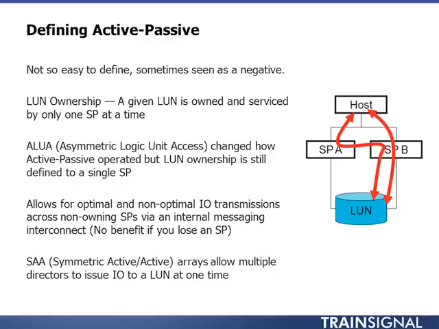Now, LUN ownership in itself, when you go out and you create a LUN, and that LUN is really the raw data that you're handing up to your host, and then your host puts a file system on it, that LUN ownership is only owned and serviced by one SP at a time. All right, that is the simplest way to state an active-passive array. Right? You have LUN ownership. It's owned by a given SP. That means your host is actually transmitting I/O across one SP at a time.